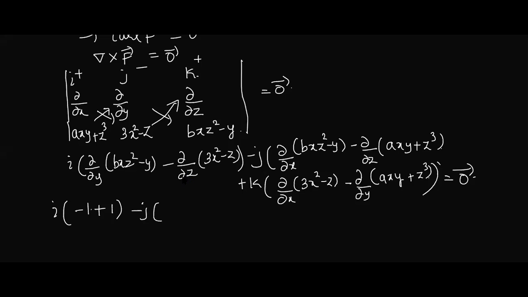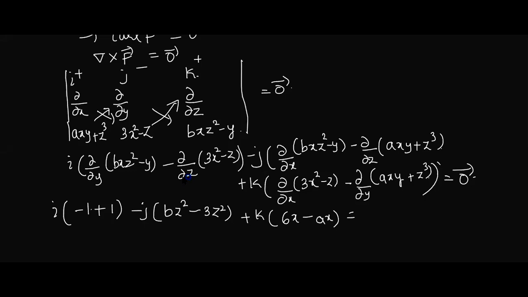Derivative of this bracket with respect to x. With respect to x you will get bz square minus, this minus will be 3, 0, minus 3z square. Very good. Plus k into bracket. What will you get? With respect to x, 6x minus ax. ax. Very good. All of you agree?